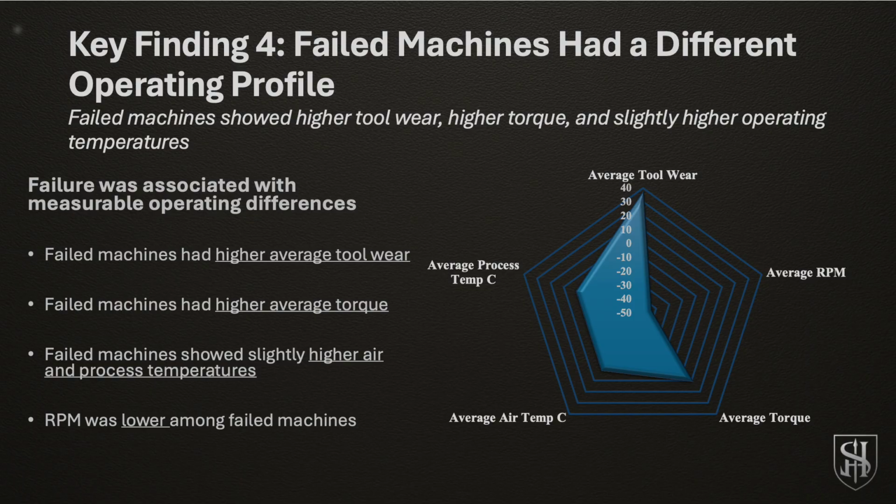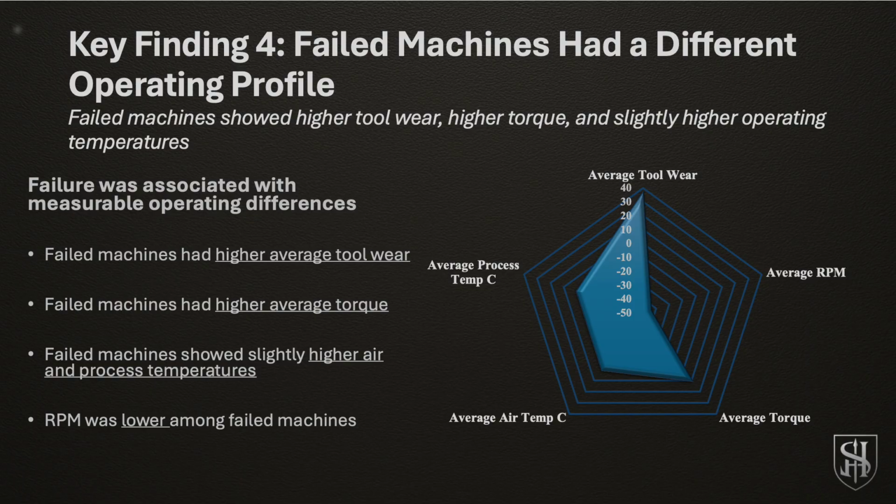The largest difference was in tool wear. Machines that did not fail had an average tool wear value of 106.69 minutes, while machines that failed had an average tool wear value of 143.78 minutes. That is a difference of 37.09 minutes. This suggests that higher tool wear was strongly associated with failure risk.